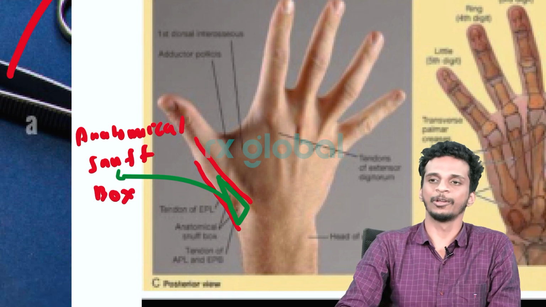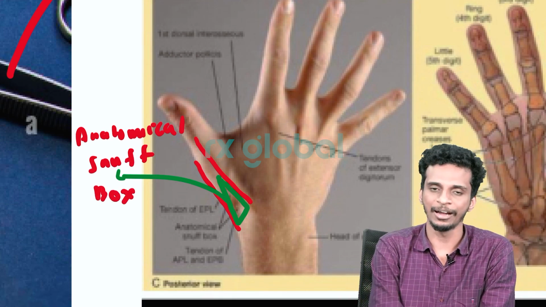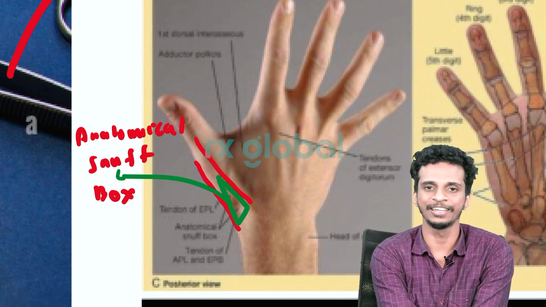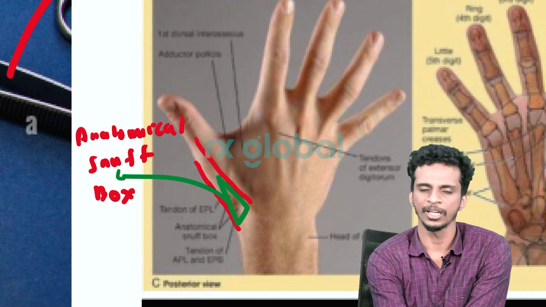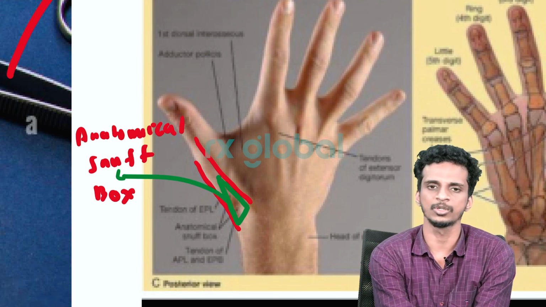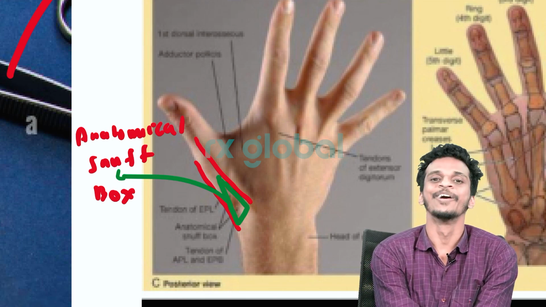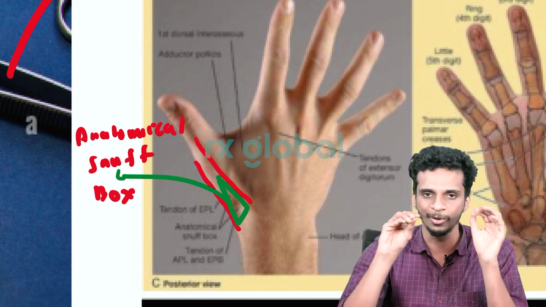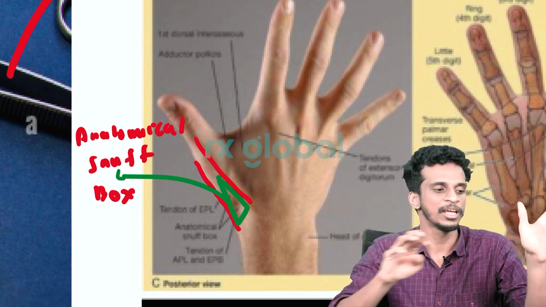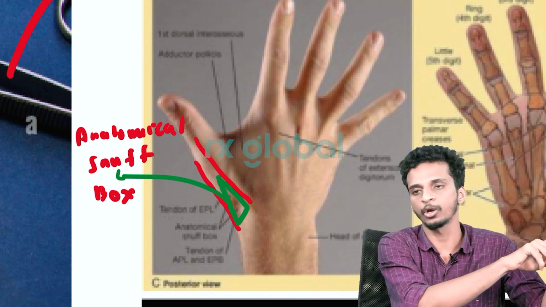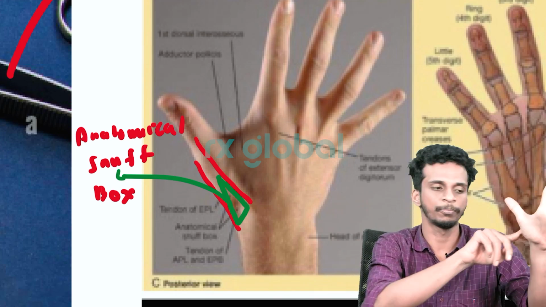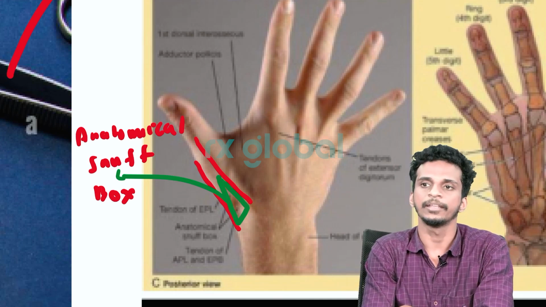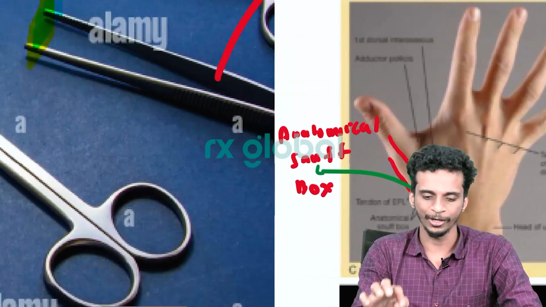Our seniors just want to have fun and irritate us, so they send us back to the store to buy anatomical snuff box, and we don't know anything. We'll go and ask the store to give us anatomical snuff box. Only then will we come to know what it is. It's not a box, it's a part of your body. In your hand you have a triangular area formed mainly by three tendons, and that is called anatomical snuff box. I just wanted to mention it here.